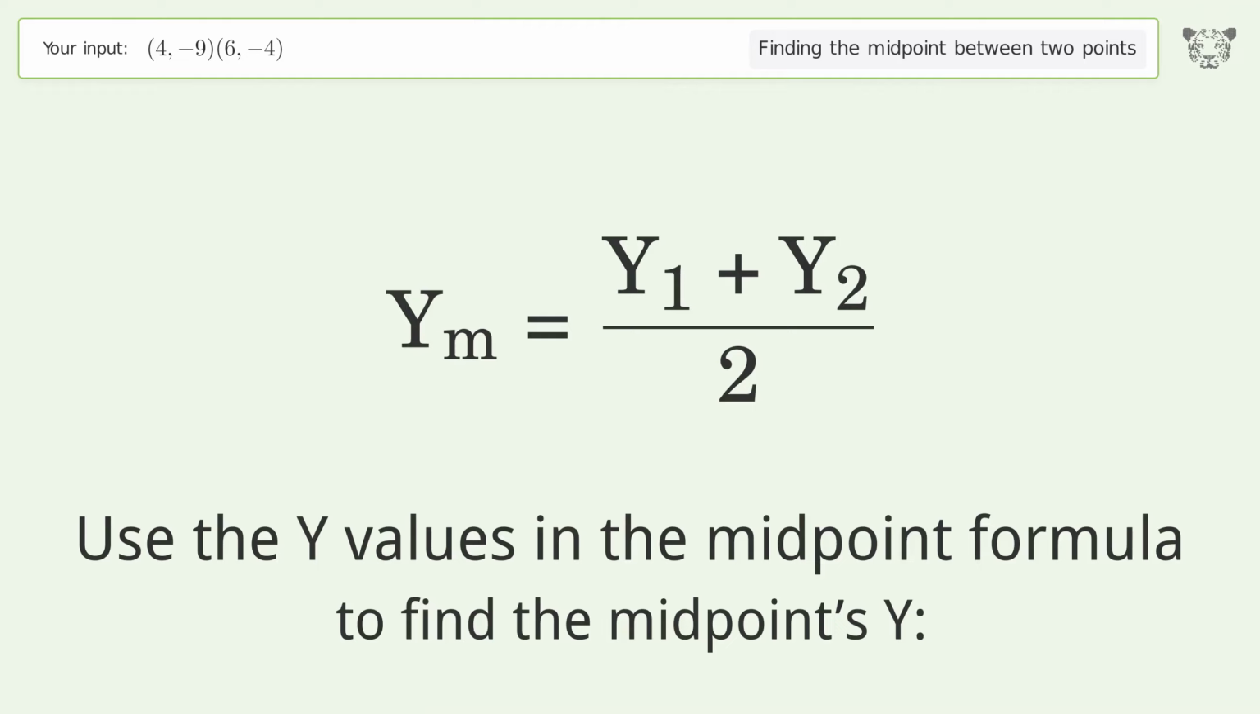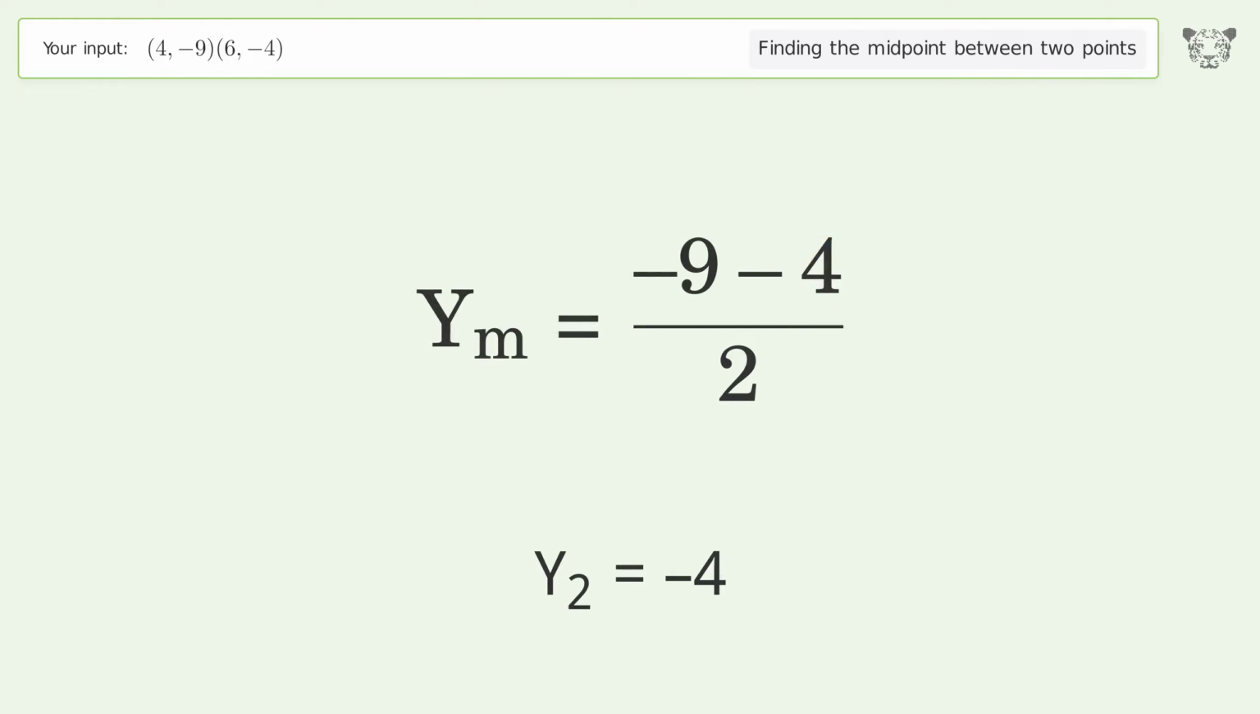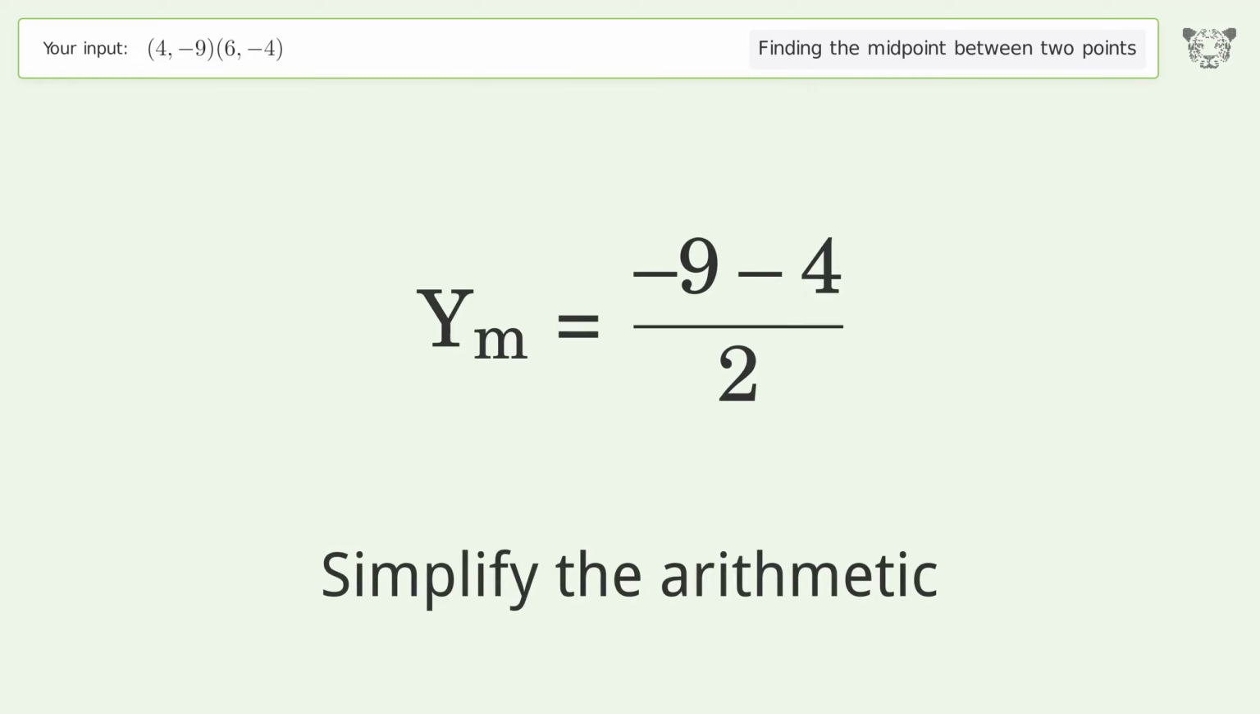Use the y values in the midpoint formula to find the midpoint's y. y1 equals negative 9. y2 equals negative 4. Simplify the arithmetic.